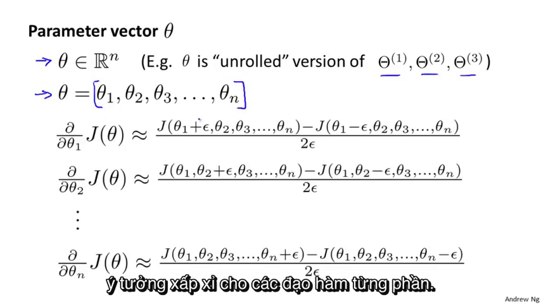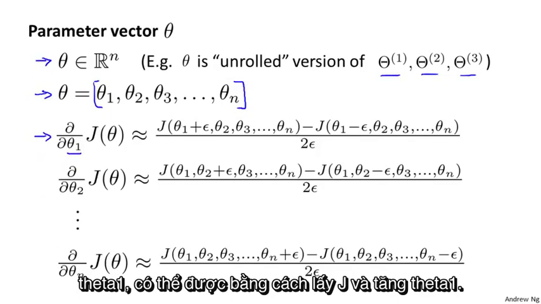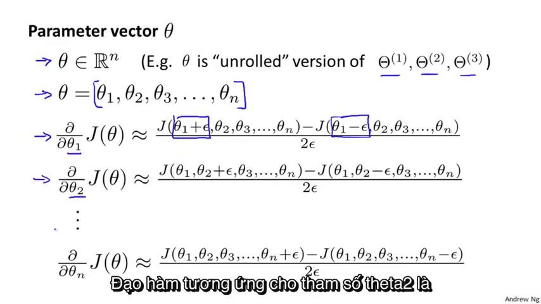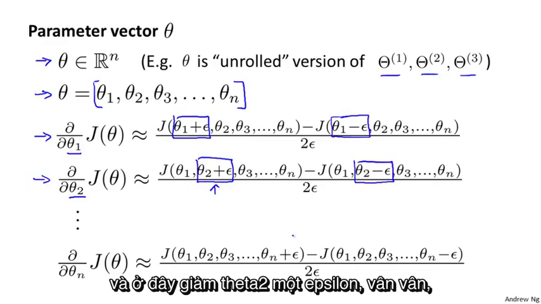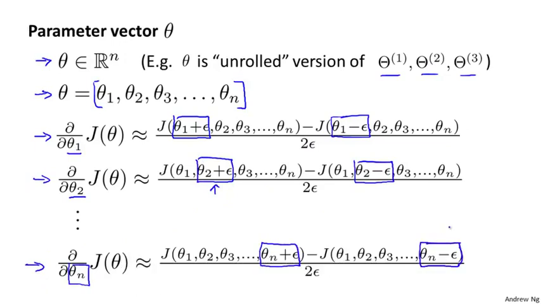We can then use a similar idea to approximate all the partial derivative terms. Concretely, the partial derivative of a cost function with respect to the first parameter, theta 1, can be obtained by taking J and increasing theta 1. So you have J of theta 1 plus epsilon and so on, minus J of theta 1 minus epsilon, divided by 2 epsilon. The partial derivative with respect to the second parameter, theta 2, is again this thing, except that you take J of, here you're increasing theta 2 by epsilon, and here you're decreasing theta 2 by epsilon, and so on, down to the derivative with respect to theta n, where you increase and decrease theta n by epsilon.